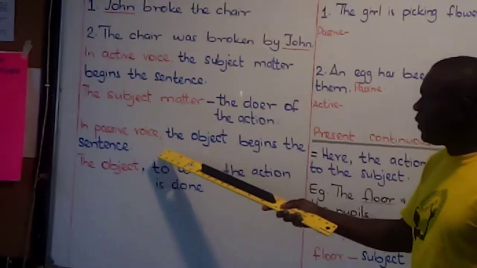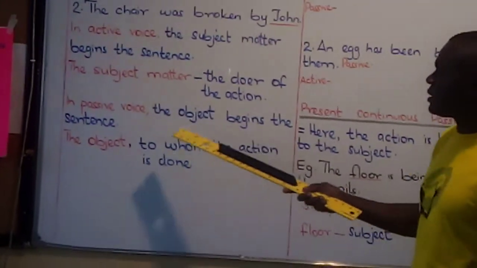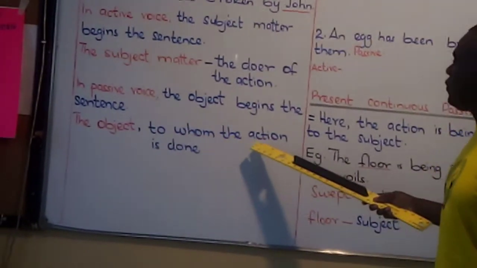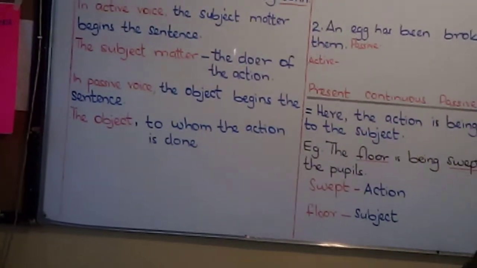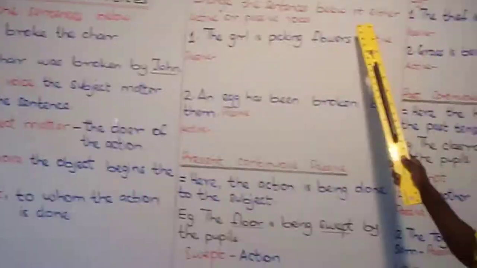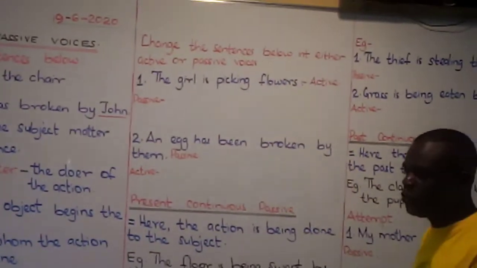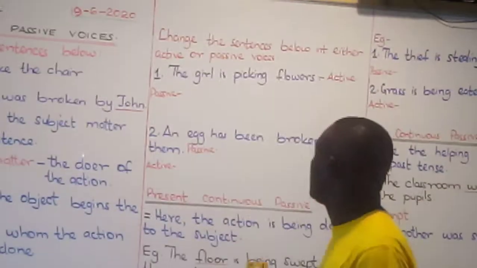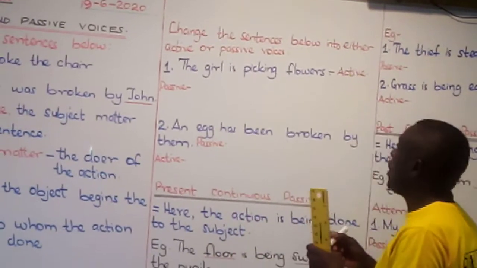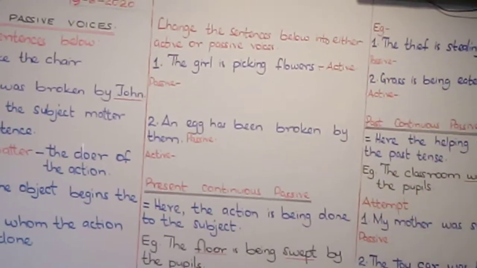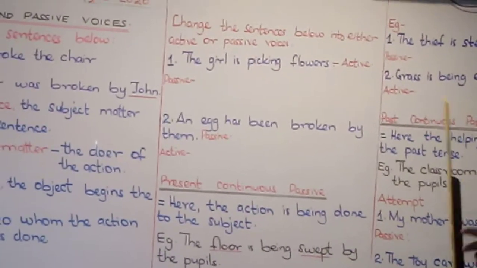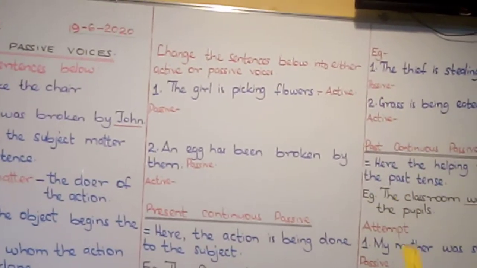And then in passive voice, the object begins the sentence as it now becomes the subject. And the object is to whom the action is done. Now you understand that structure, boys and girls. Now change the sentences below into either active or passive voices, depending on the instructions given. If the sentence is in active voice, you change it into passive. If it is in passive voice, you change it into active voice.